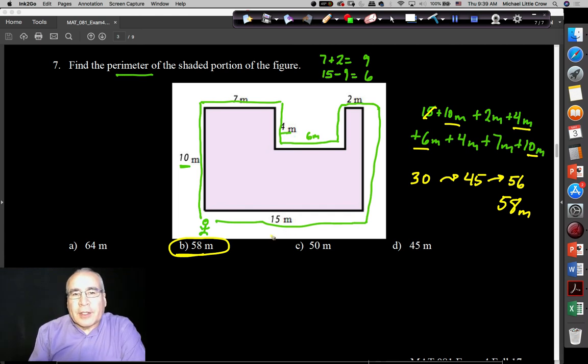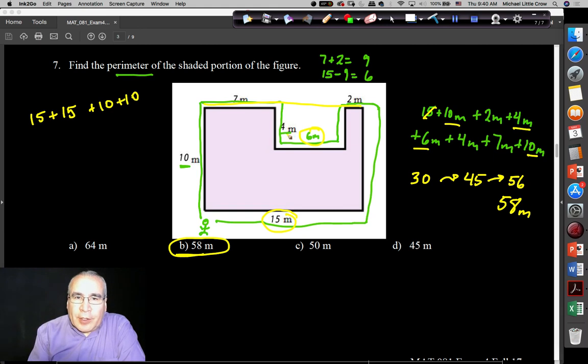One other way to do this, if you kind of see the figure, is we've got 15 meters down here, so we're also going to have 15 meters along this top. So we didn't necessarily need to figure out this independent 6. We could have just done 15 plus 15 and 10 plus 10. This gives us a second check.